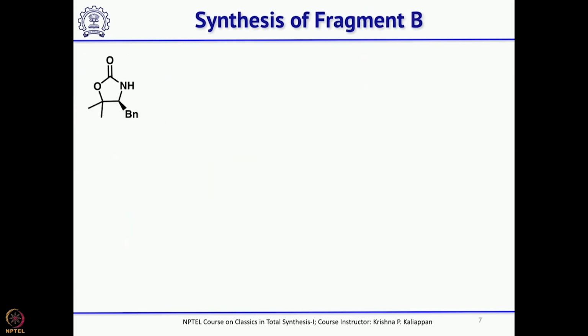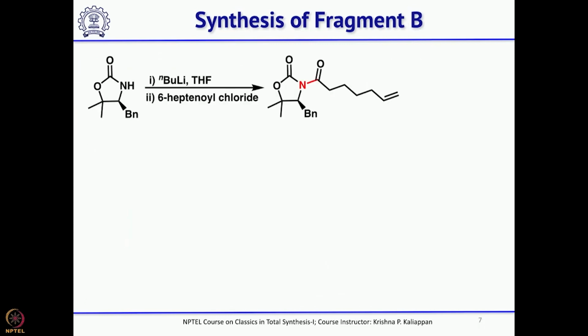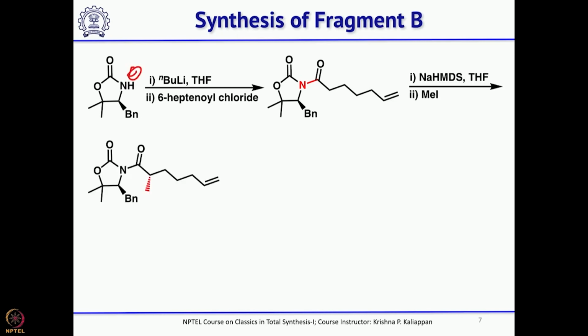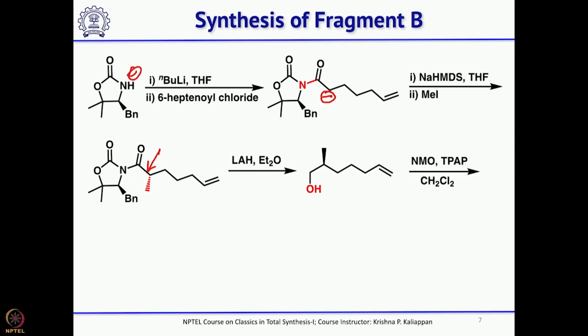Then the fragment B was synthesized using Evans chiral auxiliary. First this was deprotonated and quenched with heptenoyl chloride. Okay. Then deprotonation followed by quenching with methyl iodide. You could introduce the chiral center here with a methyl group, then removal of the chiral auxiliary with LAH gave the primary alcohol, and oxidation with TPAP, that is tetra-n-propylammonium perruthenate with co-oxidant N-methylmorpholine N-oxide gave the fragment B, which is aldehyde. Okay. So, now aldehyde is ready, and then that side ethyl ketone is ready.